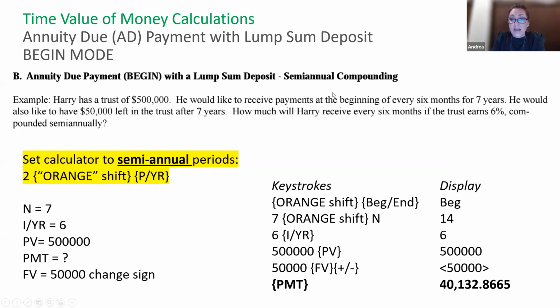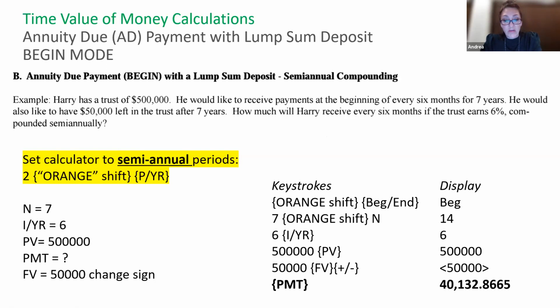Beginning, that's how you know you set your calculator to begin mode. So we set it to 2 payments per year, and we also set it to begin mode. You should already have that set up. In begin mode, for 7 years, you're going to do the 7 orange shift button in for 14 periods. 6% is the interest rate.